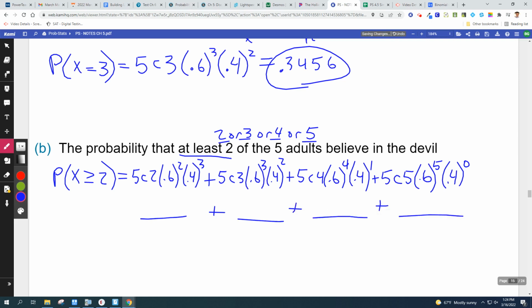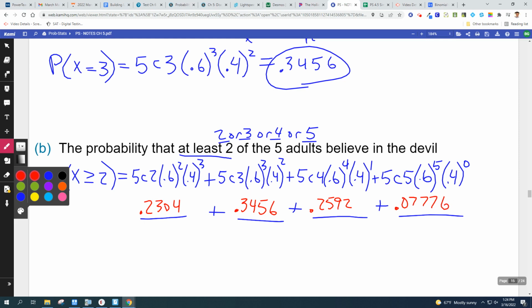And you can add those up. We already did one of them, though. We already did 5 choose 3. We already did this one above. So I'm going to leave it to you to fill out the rest. We're going to add those together, and we get about 0.9130.